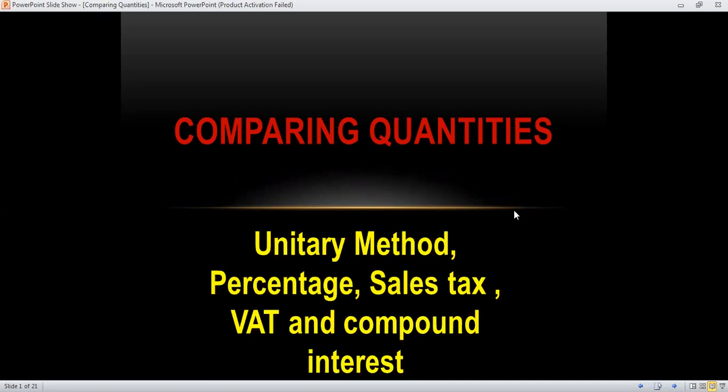Today, I'm going to discuss a new topic, comparing quantities for class 8. The topics I'm going to cover are unitary method, percentage, sales tax, VAT, and compound interest.